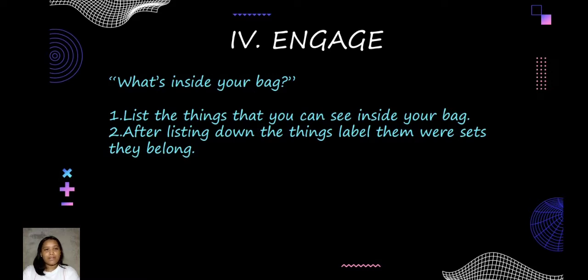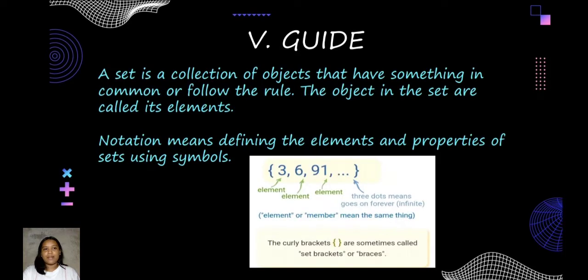The groups are called sets for as long as the objects in the group share a characteristic, and thus will define it. Guide. A set is a collection of objects that have something in common or follow a rule. The objects in the set are called its elements.